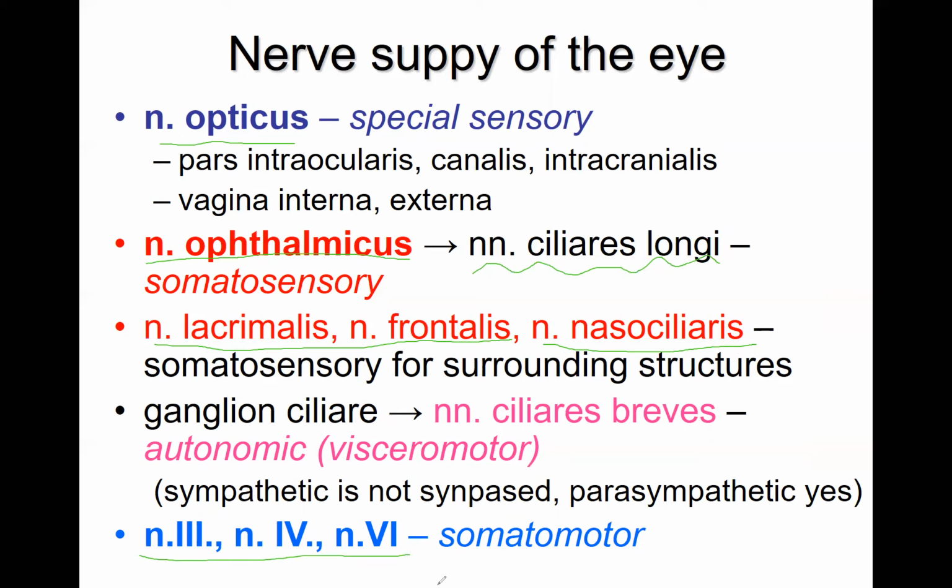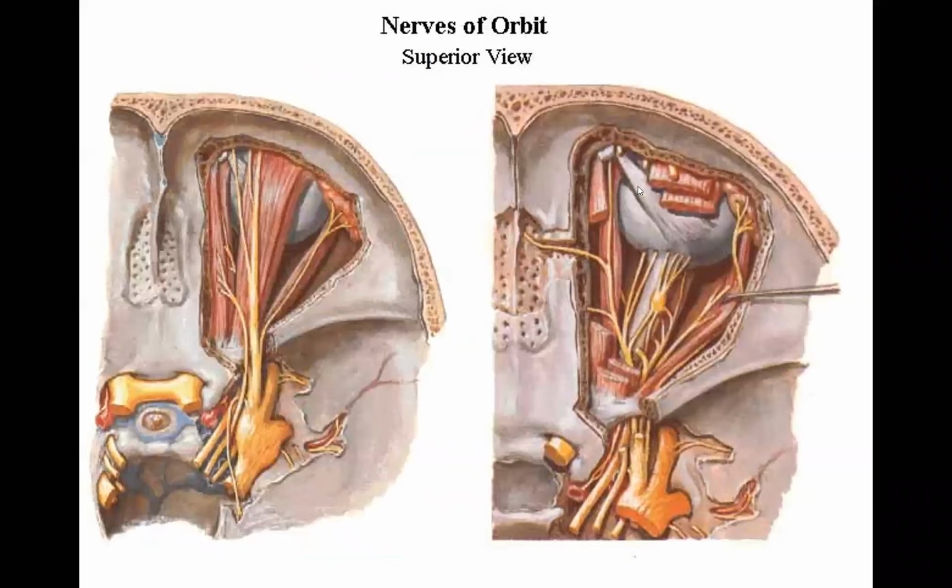To move the muscles in, ciliary, sphincter, and dilator, we have sympathetic and parasympathetic fibers using ganglion ciliare and short ciliary nerves. Yeah, all this you know. Again, nothing new and tricky. Just to show you the nerves here.